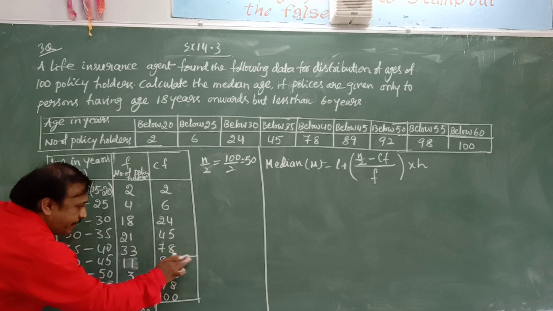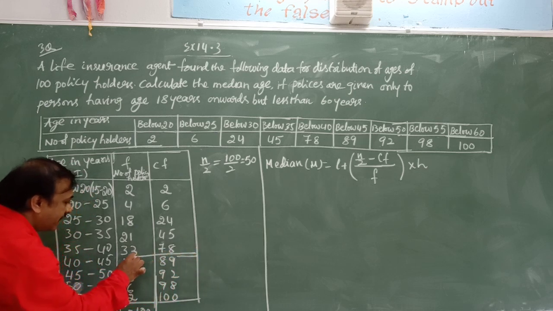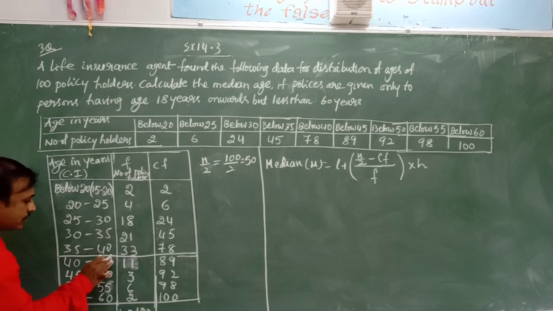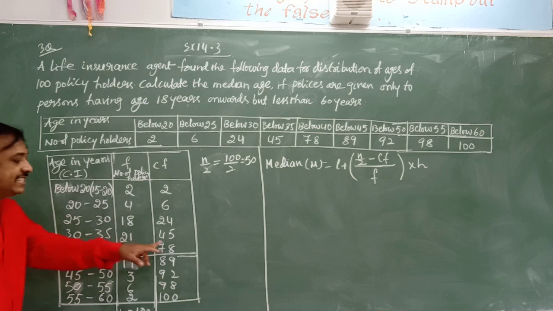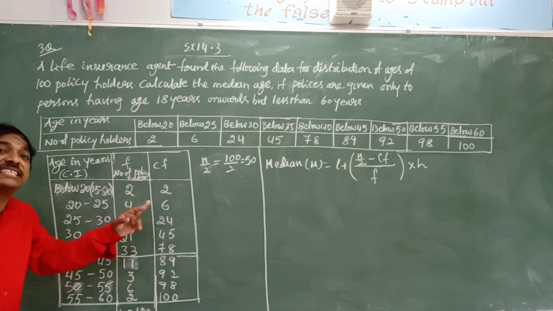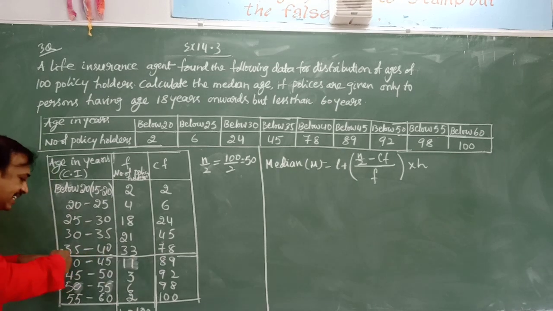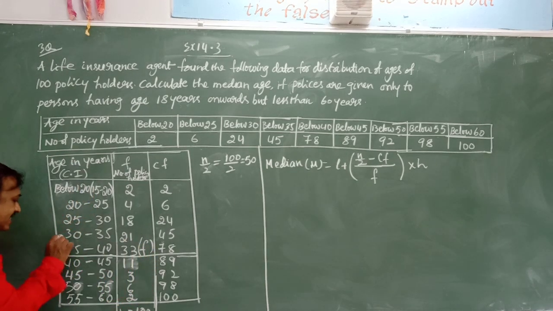In this table you need to underline this row completely. This is the median class you are identifying. This is 78. You see 50 is there, so it won't lie here. It lies in the next class interval, that is 35 to 50. The data is continuous data. So this is the F value and this is the L value.